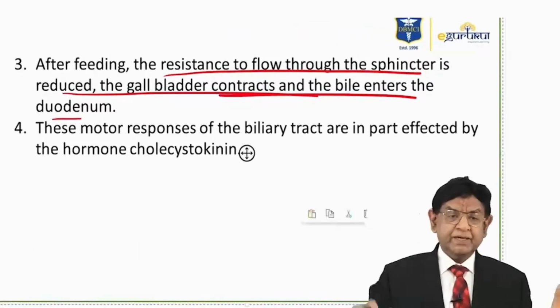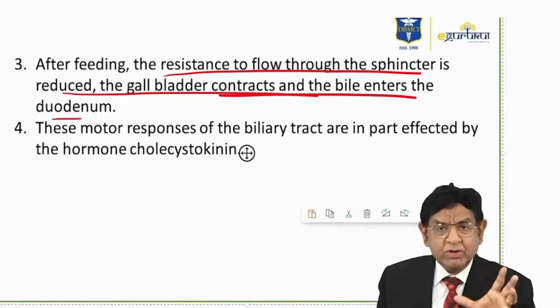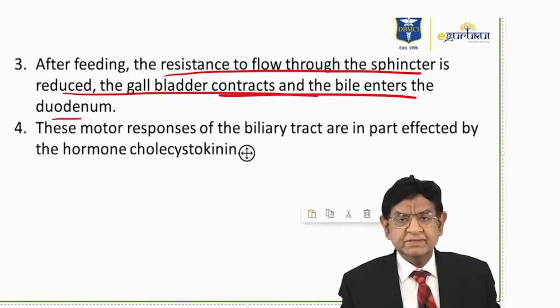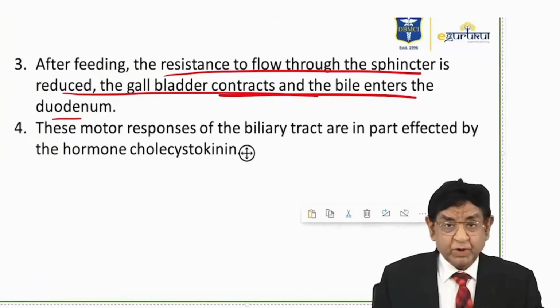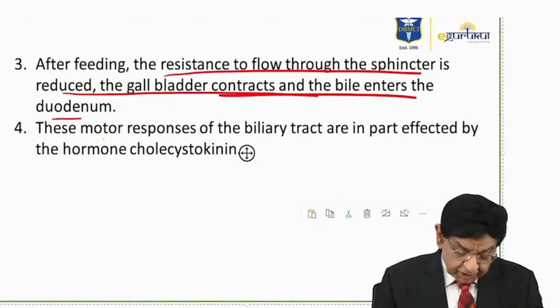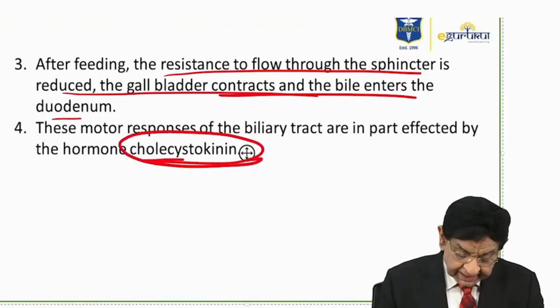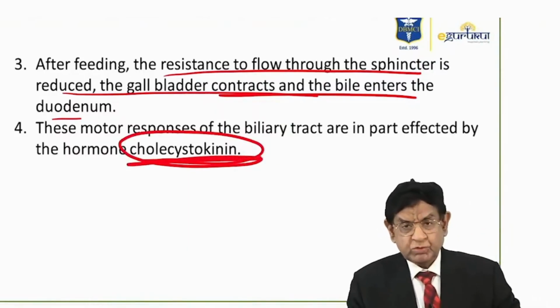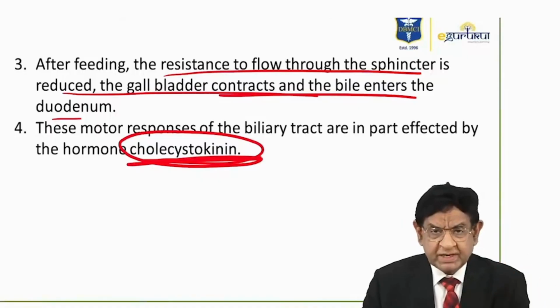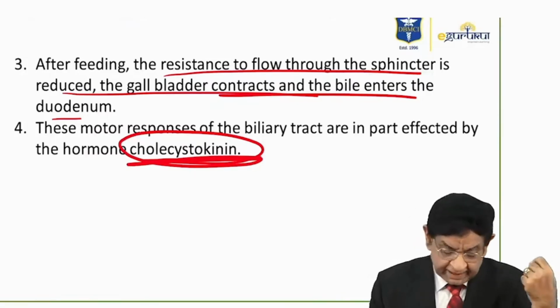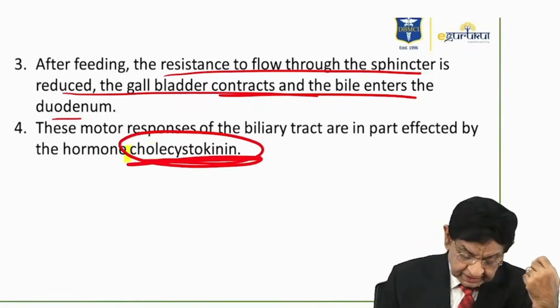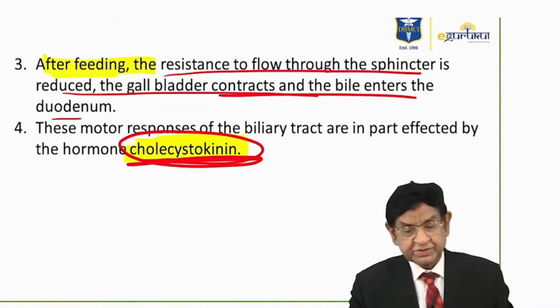But is it complete? No. How does the gallbladder contract after meals? There has to be an impulse. Yes. This motor response of the gallbladder is due to cholecystokinin. Cholecystokinin comes and contracts the gallbladder, and that's why the gallbladder empties. So friends, what you have to remember is cholecystokinin and after feeding, the two keywords.